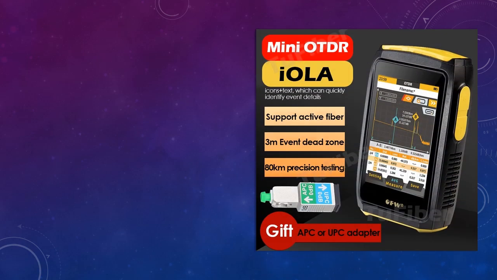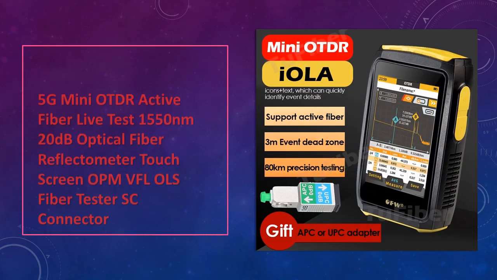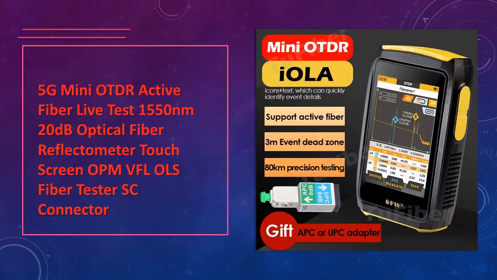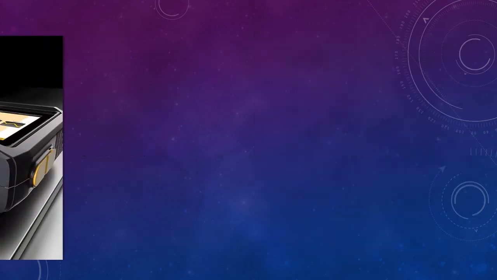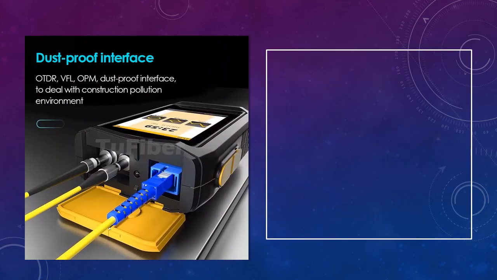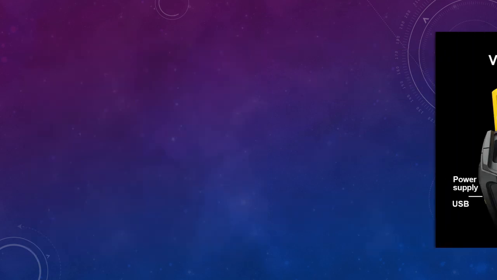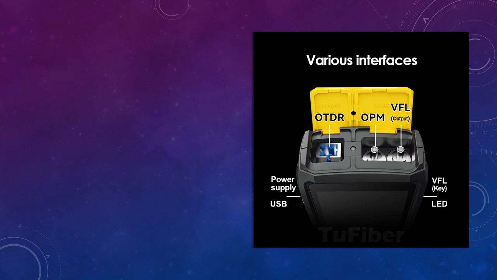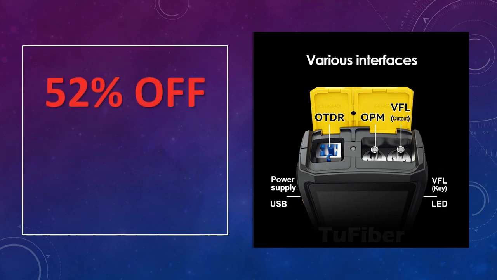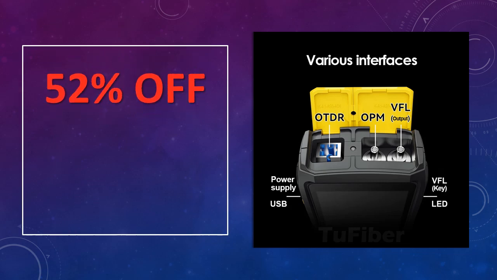At number 4. 5G Mini OTDR Active Fiber Live Tester. The 5G Mini OTDR is a fiber optic tester optimized for live fiber testing at 1550 nanometers with a 20 dB dynamic range. Equipped with a touchscreen, OPM, VFL, OLS, and an SC connector, it offers precise results and efficient operation for fiber network troubleshooting.